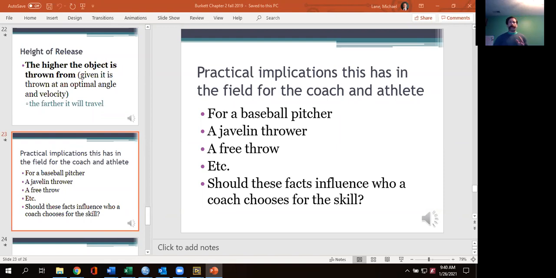Yes, Anna. So we want to have a higher angle of release for a free throw. If you throw it on a straight line, you're just going to hit the rim. It's never going to go through. You obviously want the ball to arch up and come back down into the basket. That requires a steeper release angle.